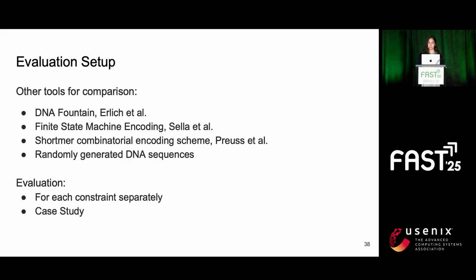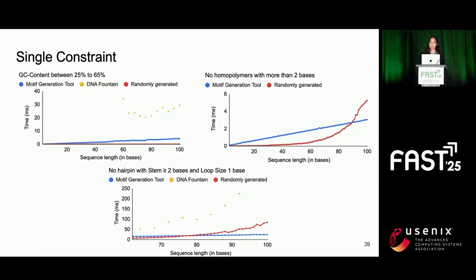Now, for the actual evaluation, we decided to evaluate it in two different scenarios. The first being for each constraint separately, and then in a case study where we combined all of the constraints. And then we compared the time it took for each of these tools to actually return a set of motifs. So now for each constraint separately, we have three graphs here. On the top left, we have the GC content. On the right, we have homopolymers. And on the bottom, we have hairpins. And then we're comparing the time it took, which you can see in the y-axis, to compute a set of motifs of varying lengths, which you can see in the x-axis.